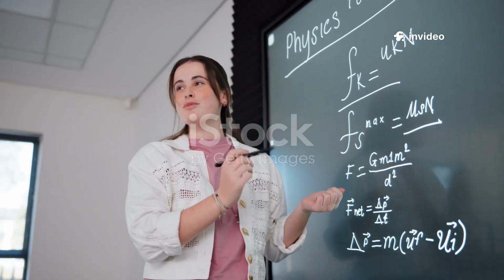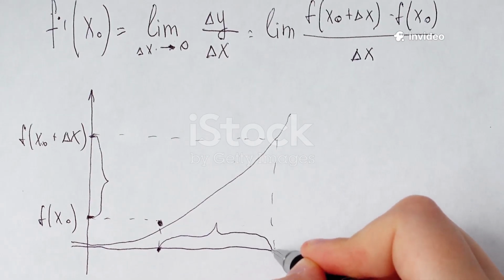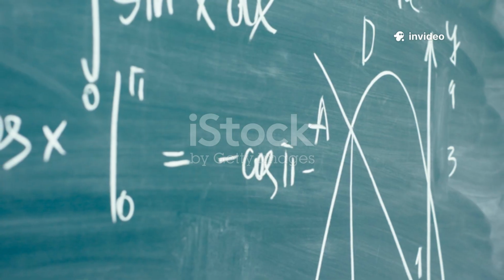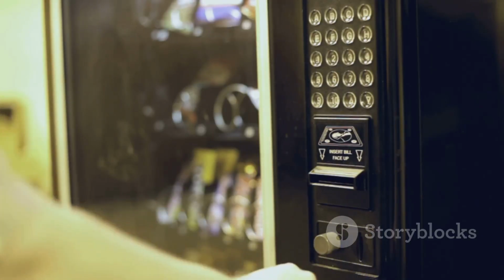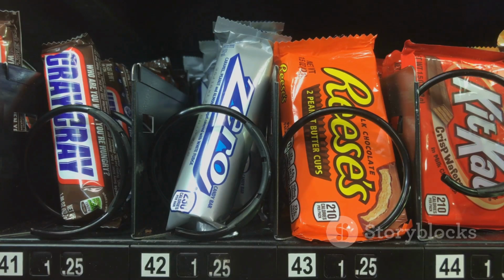What makes a function special? Every input has exactly one output. In a relation, an input might have multiple outputs, but not in a function. Think of a vending machine. One button, one snack. If you get random items, it's not a function.